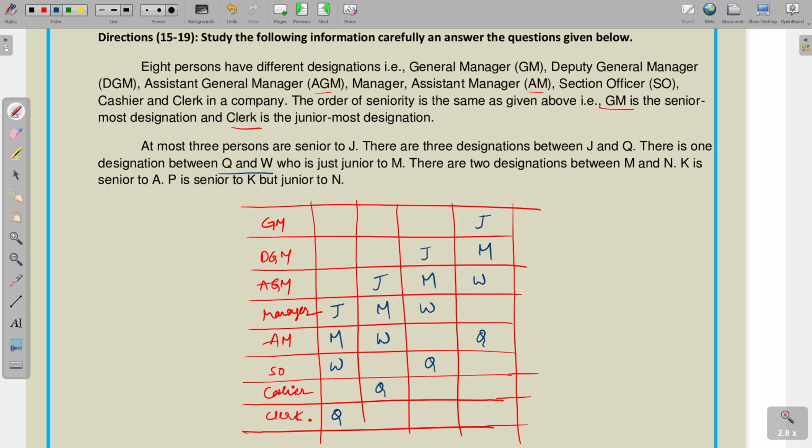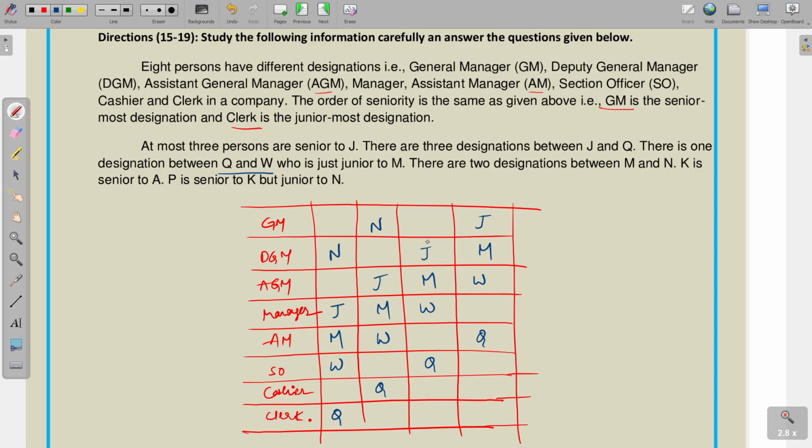Next, there are 2 designations between M and N. So between M and N there are 2 designations, 1 and 2. Here M is placed, and we don't have any place to fix N.